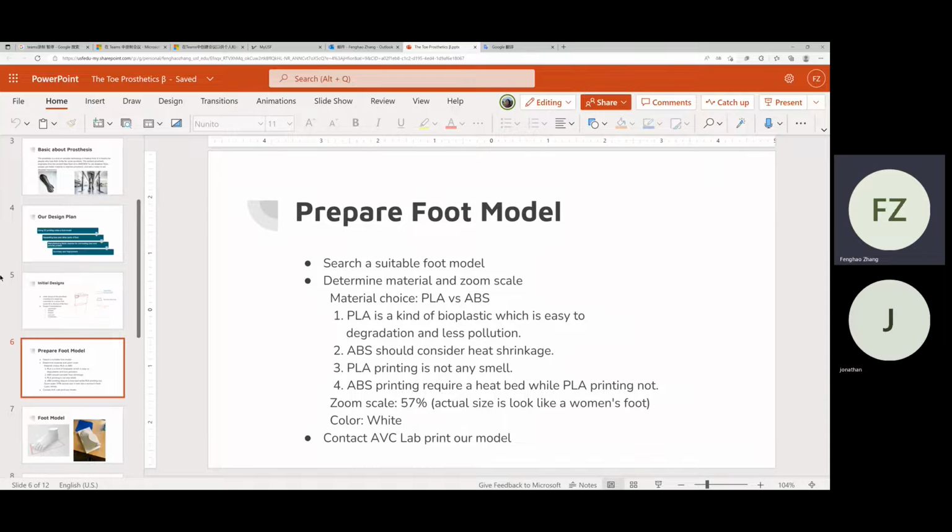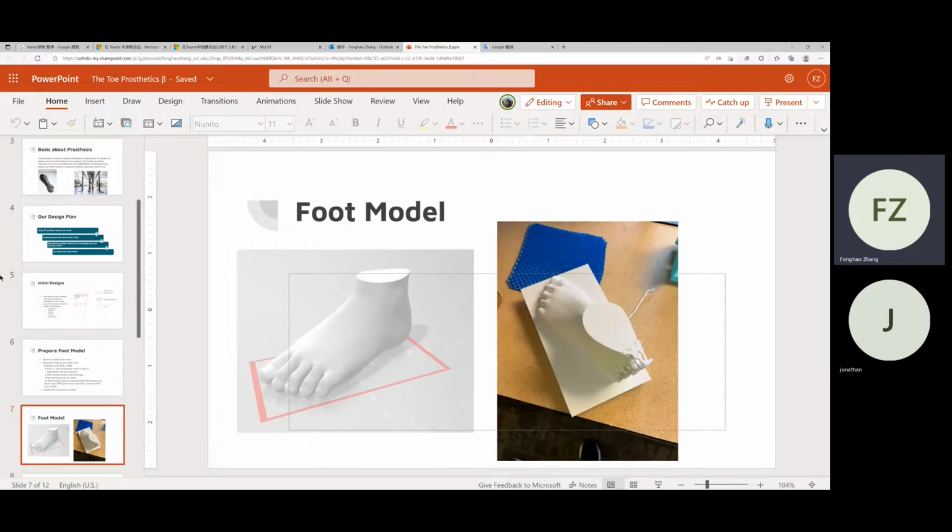So in our project discussions, we decided to use PLA, which is cheaper and beneficial for our environment. The zoom scale which we use is about 15.7, so the actual size looks like a woman's foot, and the color which we use for the model is white. Finally, we will contact the RVC lab to print our model. This is our foot model. On the right one is the actual model.